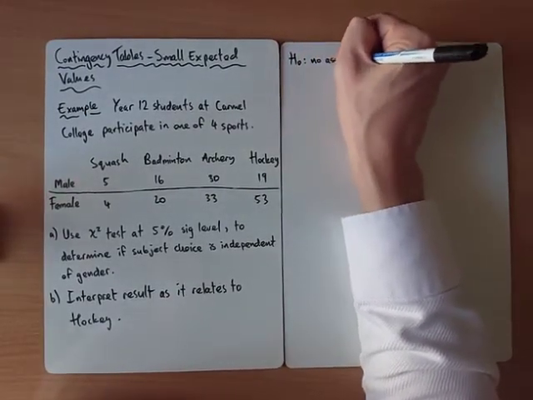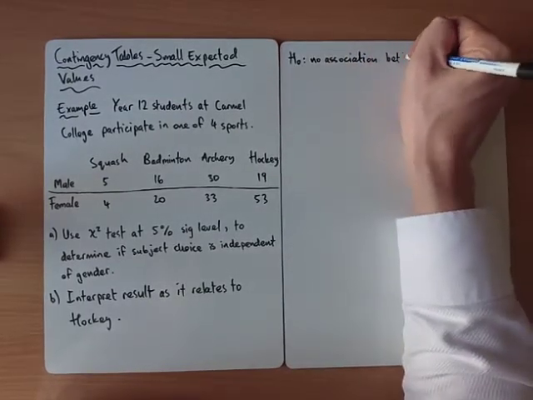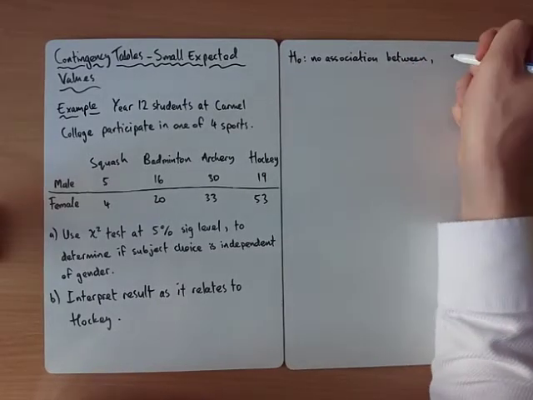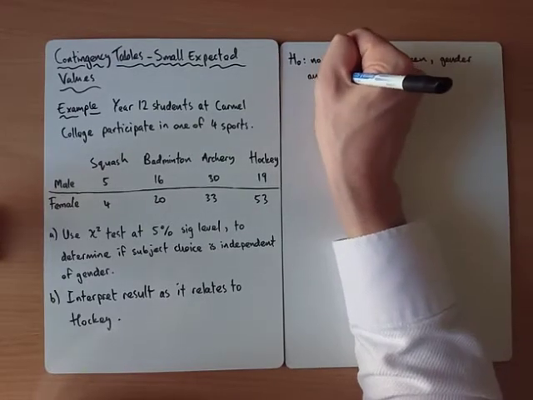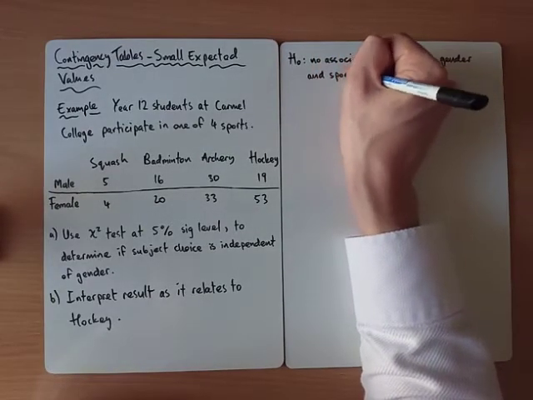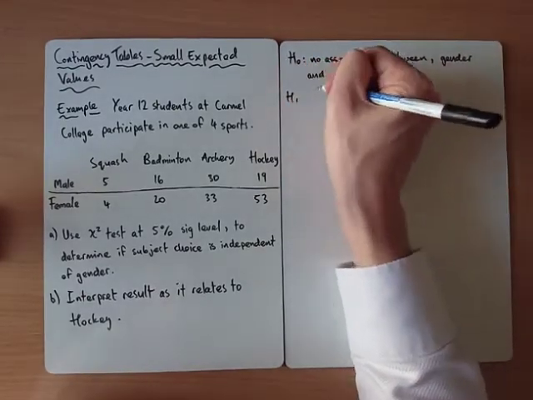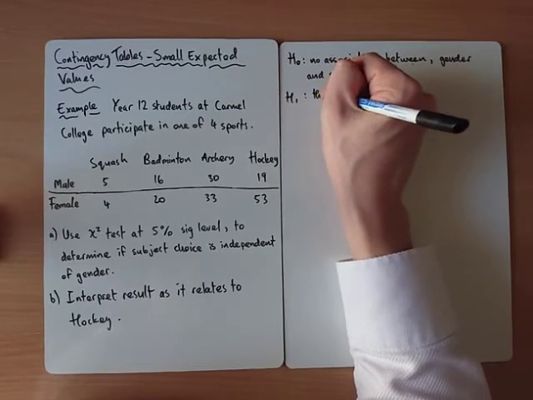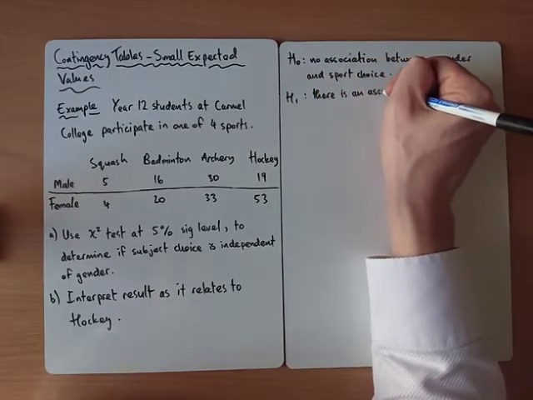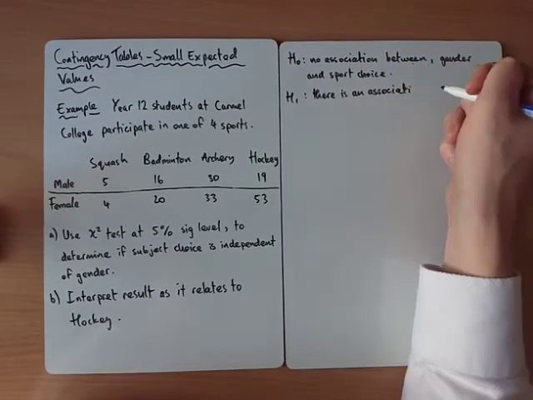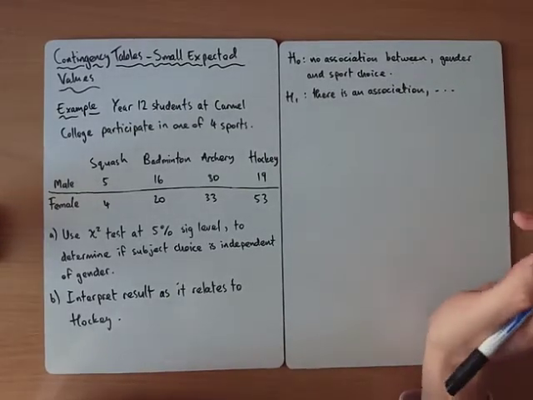H0: no association between gender and sport choice. H1: there is an association. I'm going to say it this way. Please don't do that in the exam, but I'm going to do it for this one.